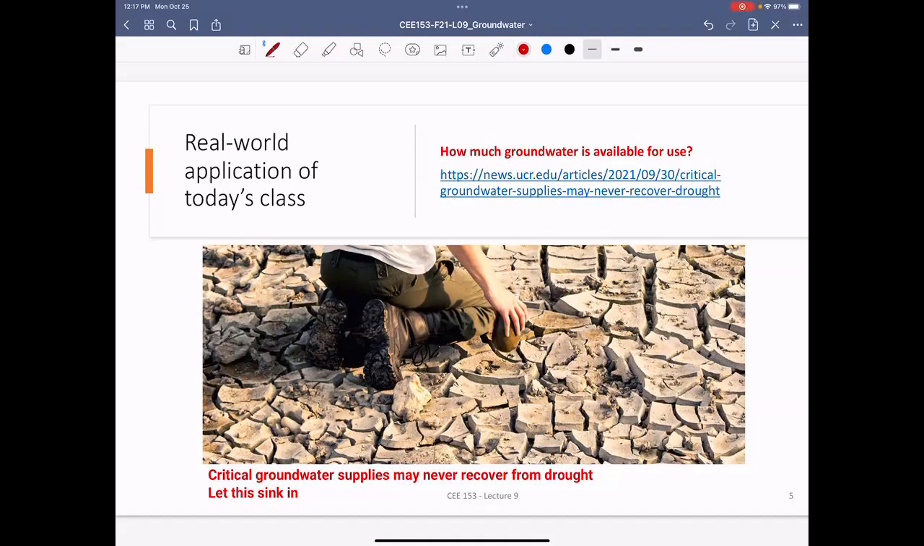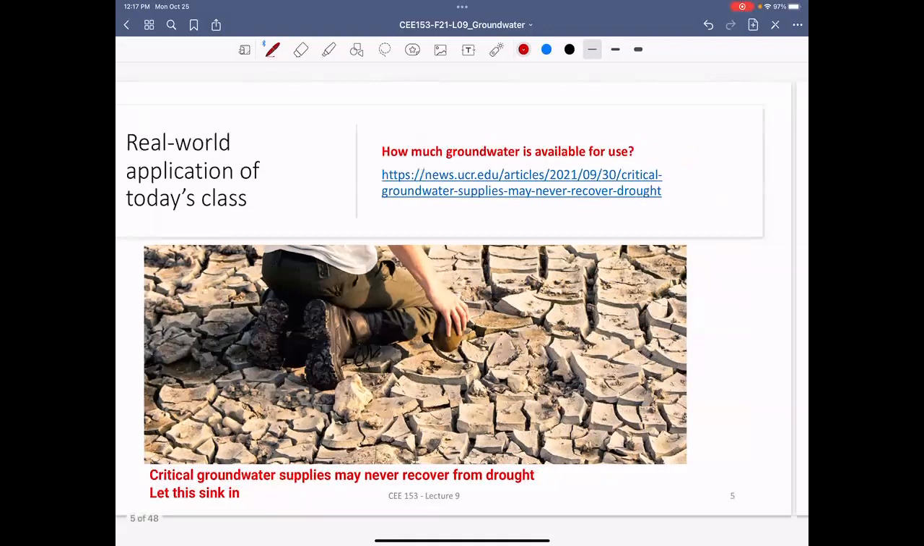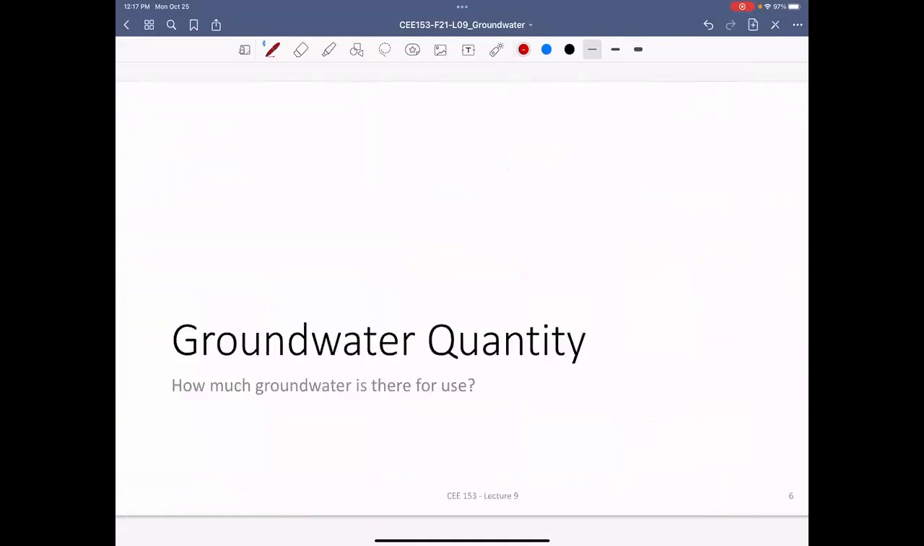One study here, from UC Riverside: a researcher found that the amount of groundwater supply we are going to lose because of drought is not going to recover ever. Why is that the case? How did they find that out? If you estimate that, we'll learn a little bit about it today. Those concepts are very important for you to understand this kind of news or research. So let's first go through groundwater quantity. How do we know how much water we have?